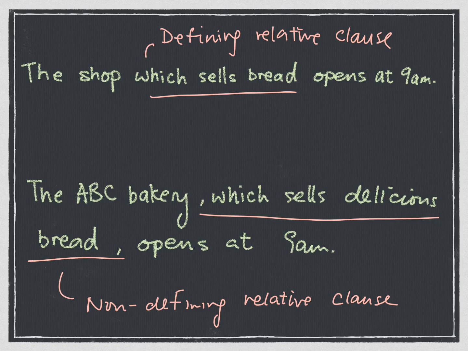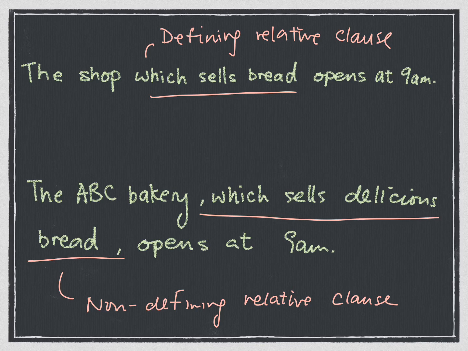So, in this example, the shop which sells bread opens at 9. And I cannot delete the relative clause in this sentence because if I delete it, I wouldn't know which shop I'm talking about. So, this relative clause is to define which shop this is. So, it can also be called defining relative clause.